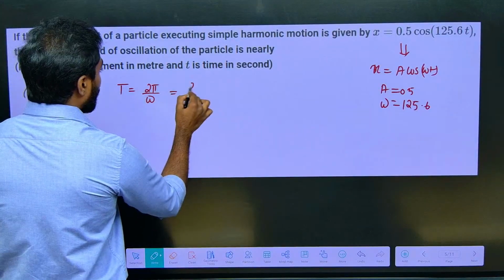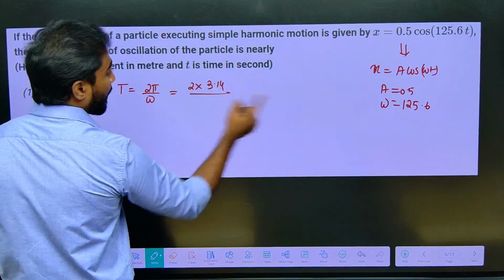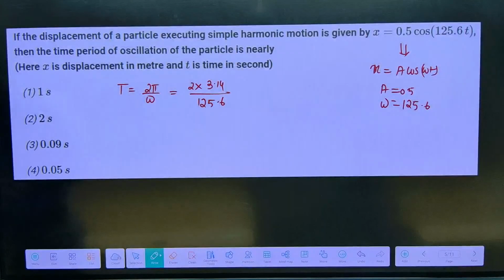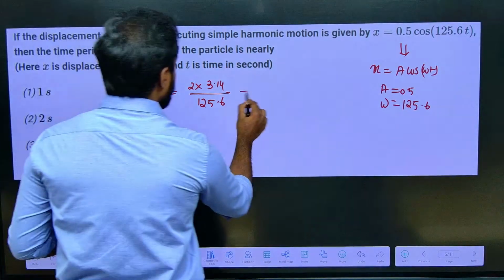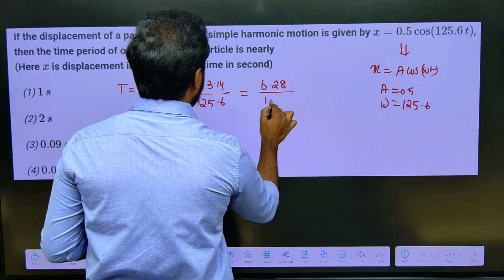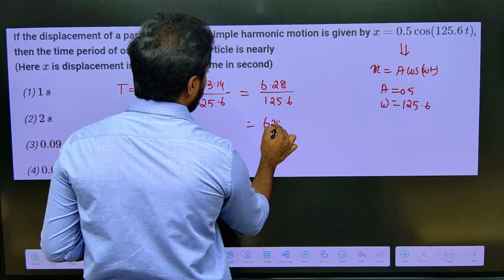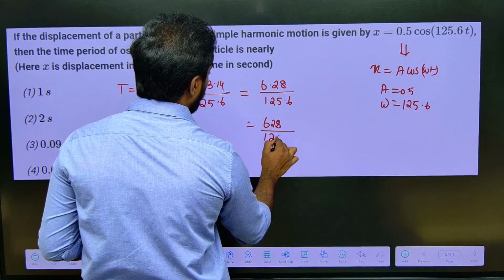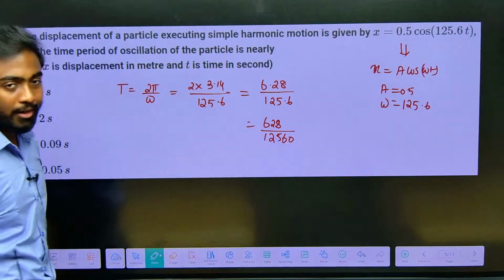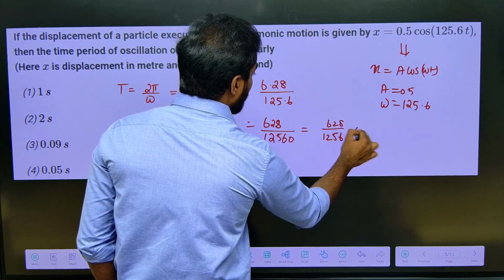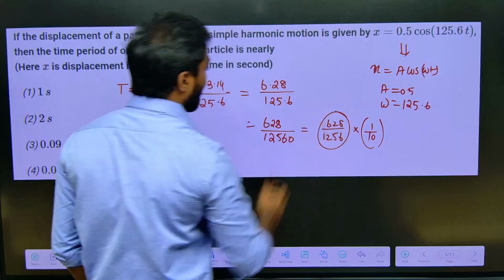Now 2 into pi is 6.28. What is omega? 125.6. So try to calculate and give the answer for this question. This is 6.28 divided by 125.6. So 2 decimals and 1 decimal. So can we take 628 divided by 12560? Got it? So I can say 628 divided by 1256 into 1 by 10. Try to give the answer for this one.